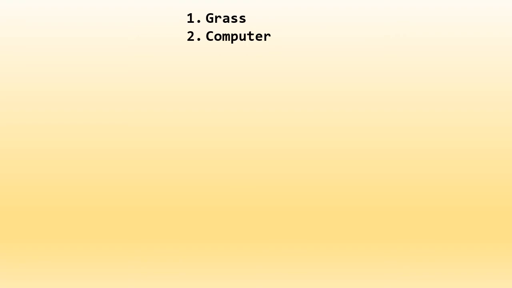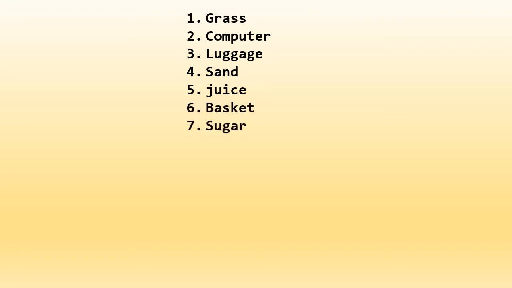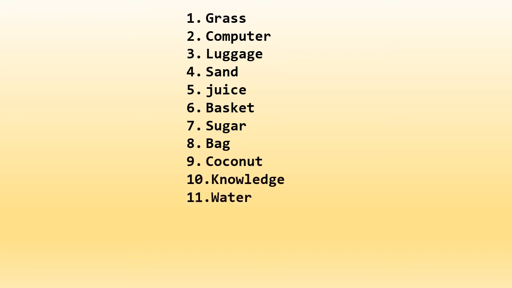Computer, luggage, sand, juice. Next is basket, sugar, bag, coconut, knowledge. Then comes water, ship, milk, idea and color. So let's see what the appropriate answers for these nouns are.